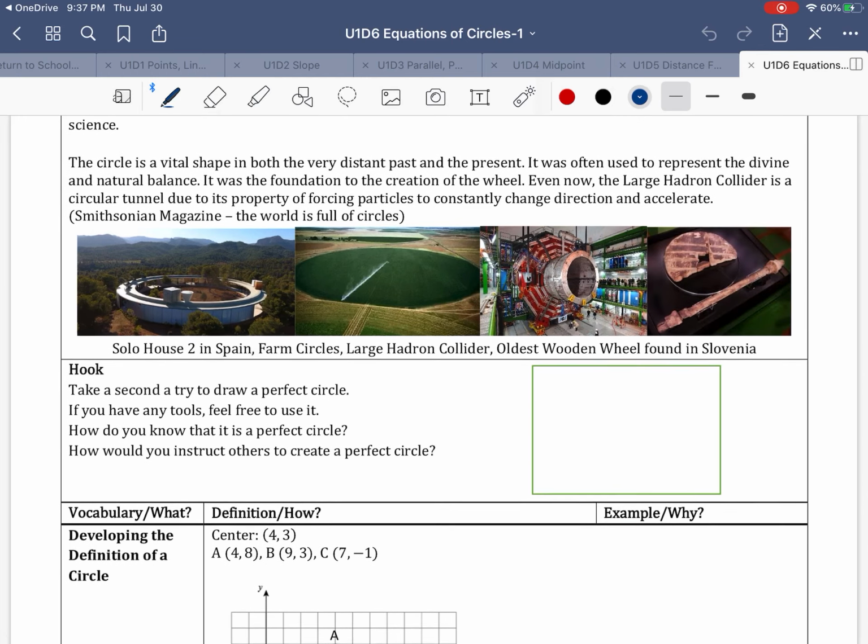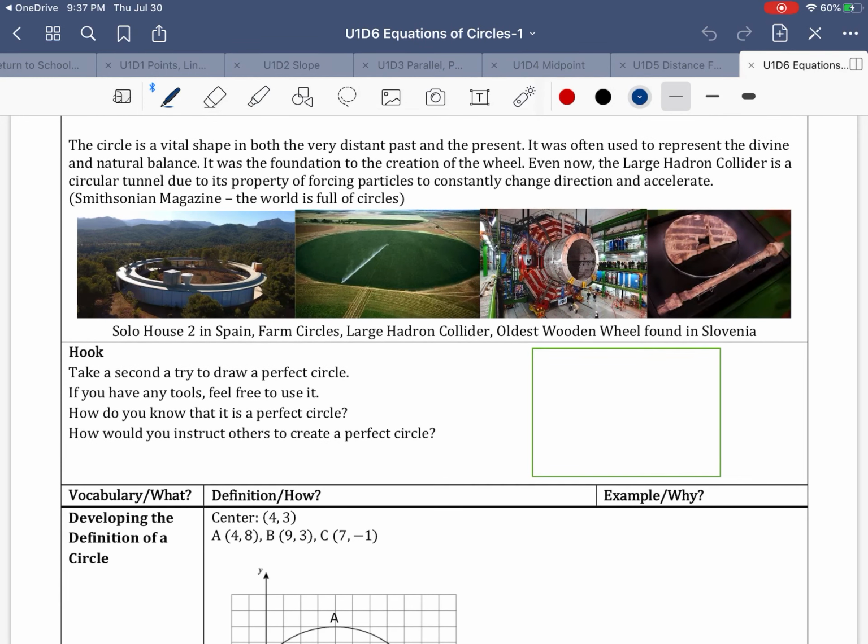And I have 4 pictures that I want to briefly go over with you guys. The first one here is actually a house. It's called Solo House 2 and it's currently in Spain. They use a circular design in architecture, both because I think it makes an artistic point and because they wanted to stretch and challenge what they can functionally do in a house in a circular way.